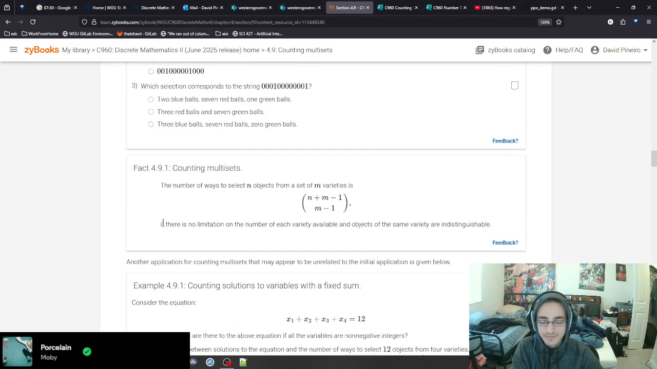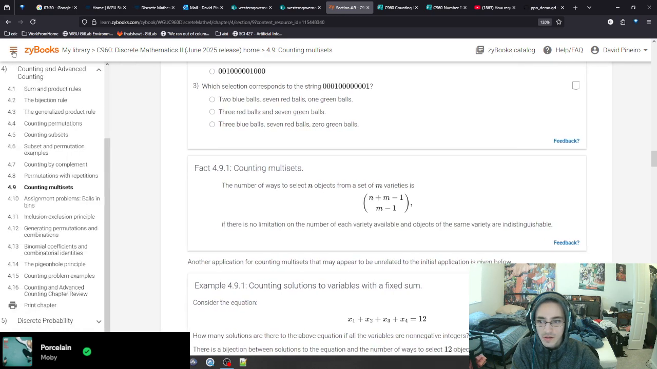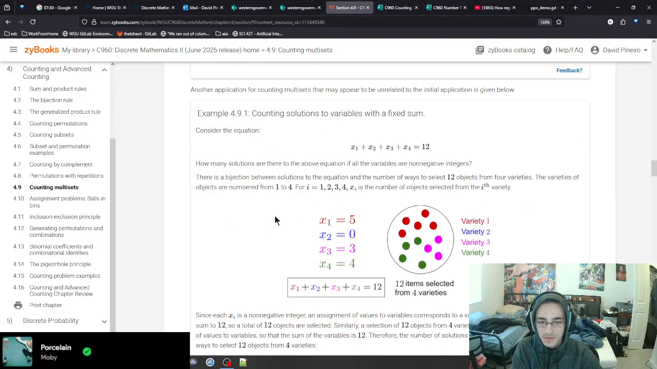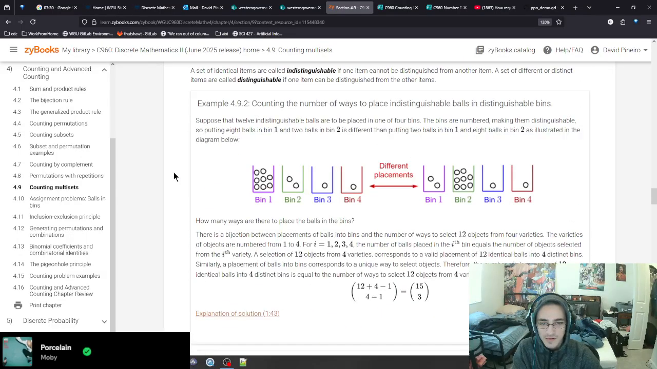Alright. Wait, isn't this the formula that I used for the bins? That's the bins thing. Yeah, this is right before the bins lesson.